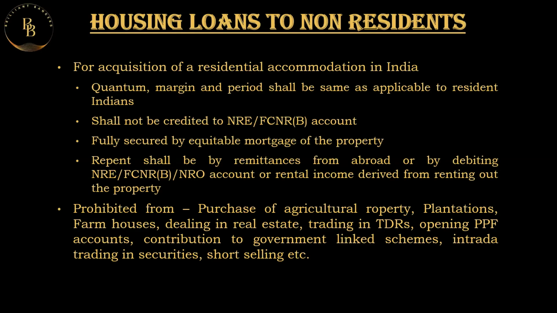There are a few prohibitions. They are prohibited transactions for the NRIs. They are the purchase of agricultural property or plantations and farmhouses, dealing in real estate, trading in transferable development rights, opening a PPF account, contribution towards government-linked schemes like the National Savings Scheme, and intraday trading in securities in the Indian stock market or short selling of any stocks.